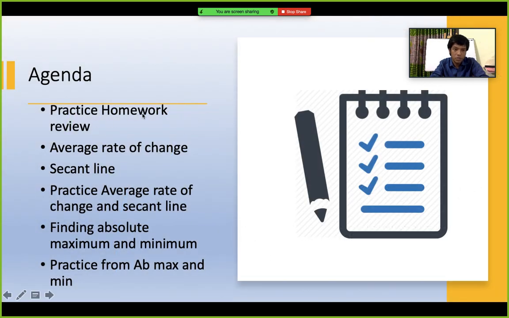We have some practice homework also review, which will come in at the end of the slides. Then average rate of change, this will be a review. Secant line, how to find, we will show. Then practice on average rate of change and secant line, then finding absolute maximum and minimum, and practice for absolute maximum and minimum. So this is our today's plan actually.